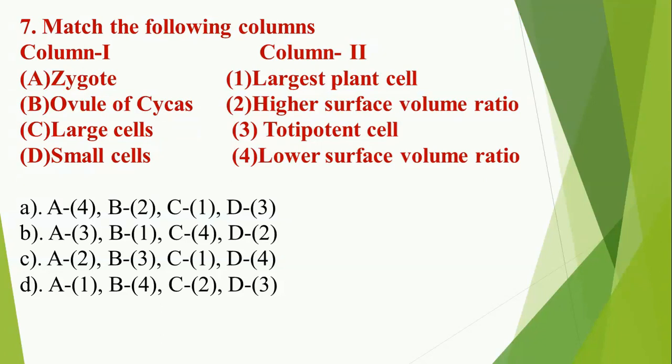Ovules of cycas. We all know that ovules of cycas is the largest plant cell, and a little information about it. The diameter of ovules of cycas is about 6 to 7 centimeter in diameter. However, my dear children, the largest unicellular plant belongs to a green algae of chlorophyta, that is Acetabularia. Because Acetabularia is the largest unicellular plant which is belonging to green algae chlorophyte. Please make a note of it. C larger cell, D small cell.